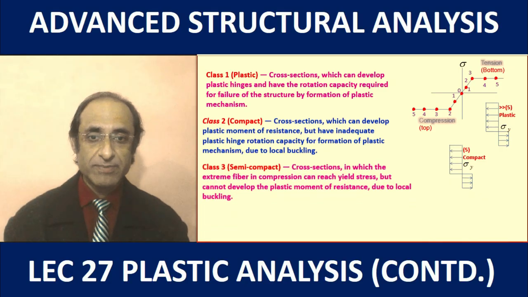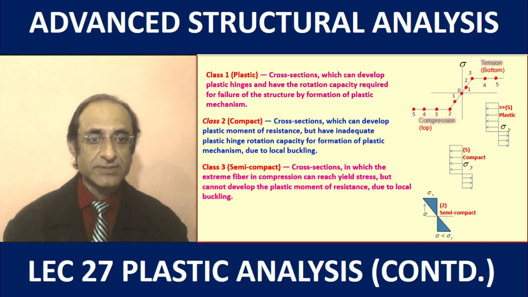Then we have the semi-compact sections. These are the cross sections in which the extreme fiber in compression can reach the yield stress but cannot develop the plastic moment of resistance due to local buckling. Typically these sections can reach somewhere like this, where at one of the two extremes the yield stress in compression is reached and the other one may not have reached the yield stress, so the section cannot go further. So this is a semi-compact section.